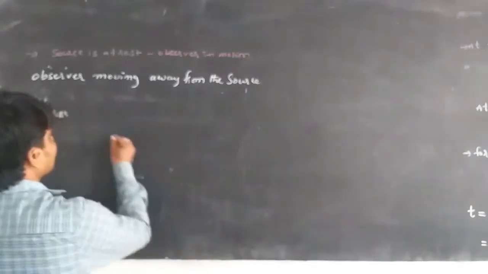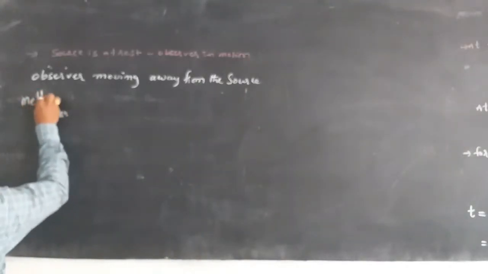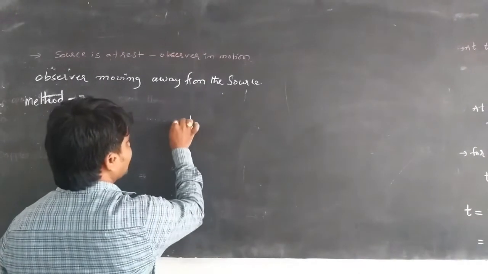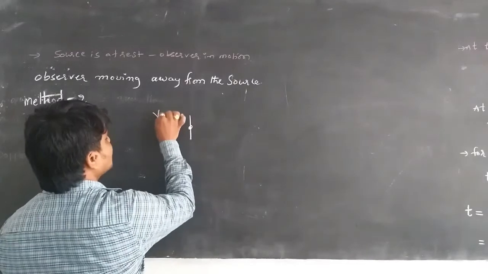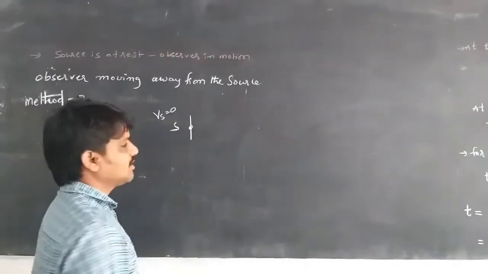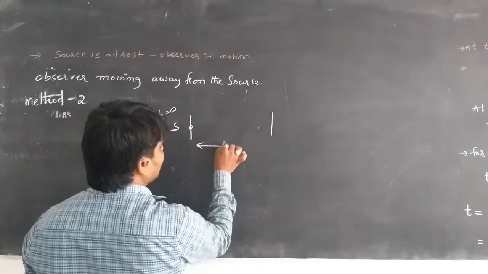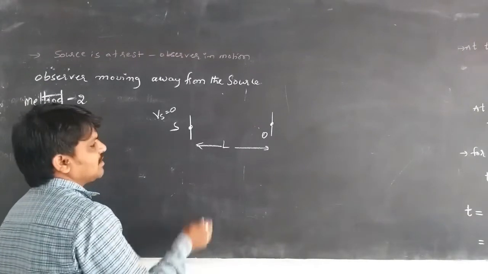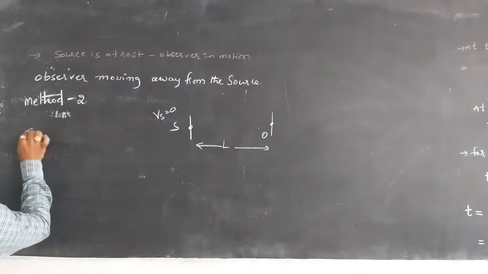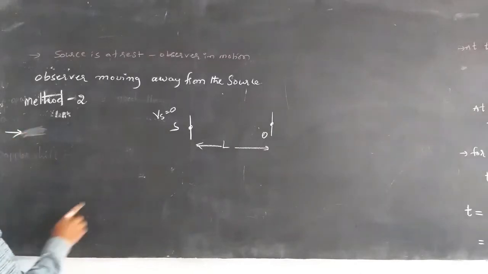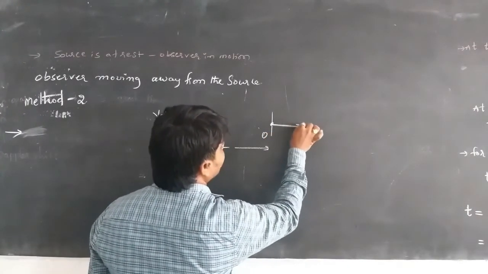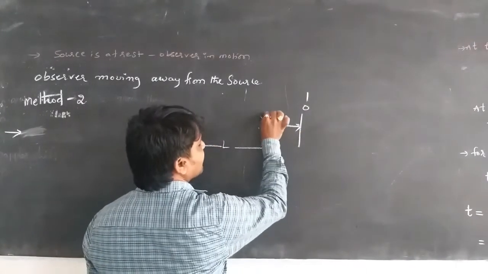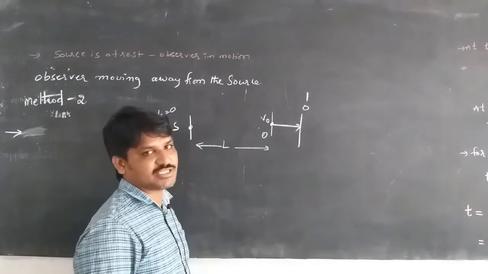For method 2, according to the time period, we can derive the equation. The source is at position S, at rest, so the source velocity Vs is equal to 0. Then the observer is at a distance of L from the source. Whenever the observer is moving away from the source to the point O dash, he is moving with velocity V0, the observer's velocity.